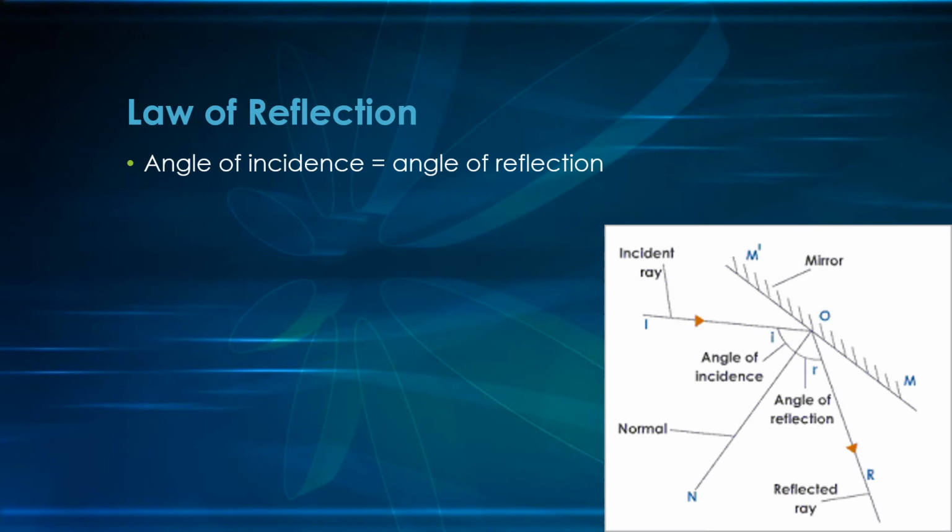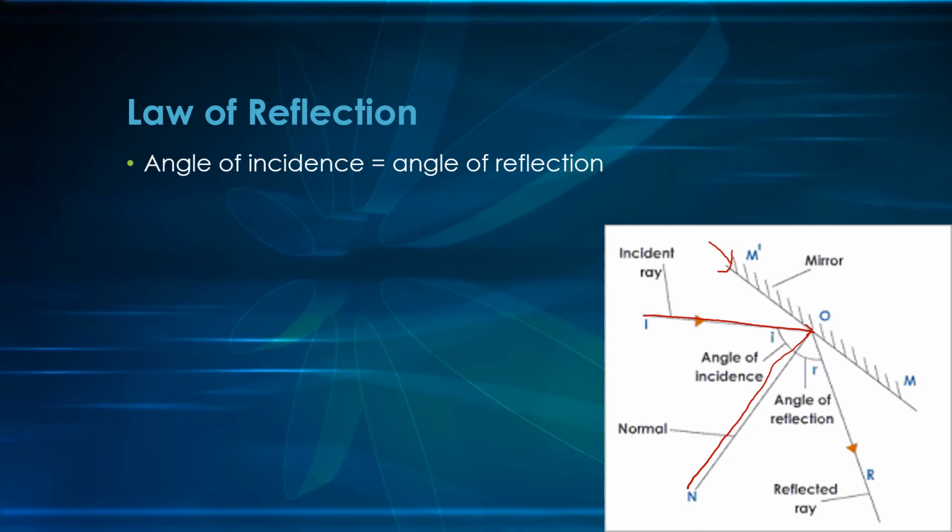Now, the law of reflection is quite simple, that the angle of incidence of a light ray is equal to the angle of reflection. So in this diagram, we see this is the symbol for a mirror, and the angle of incidence is the angle between the incident ray, which we see here, and the normal line, which we see here. Now, the normal line is an imaginary line which is drawn at 90 degrees to the surface of the reflective object, in this case the mirror.